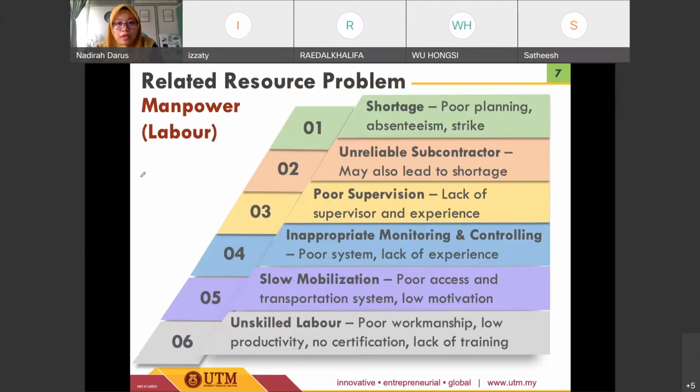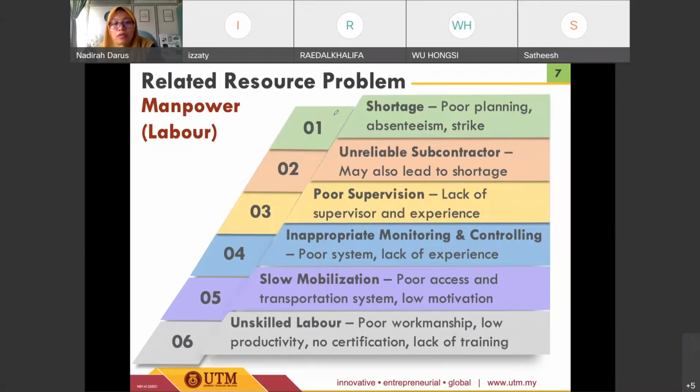Basically, there are several issues or problems related to the resource, especially for the manpower. Here I have summarized some of the factors or potential problems related to the manpower. For sure, from other references, you may find other potential problems or issues. If you read the journals or books, you may obtain more information regarding related resource problems. However, for this I have summarized into six categories or six factors.